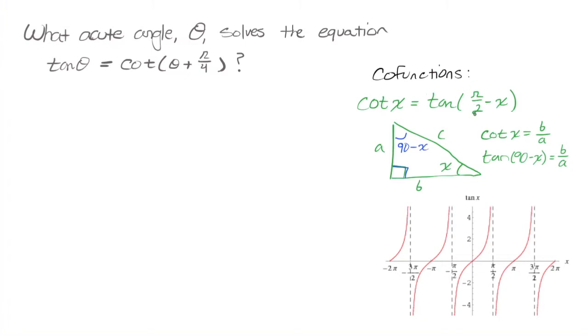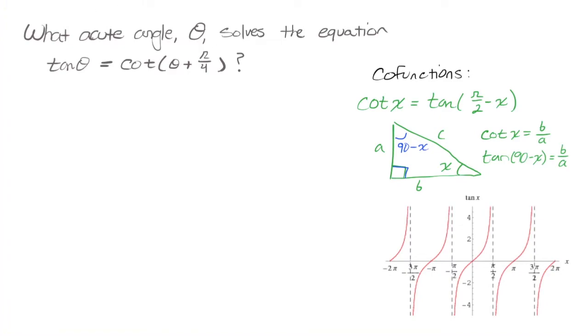This works vice versa. I can swap the position of the pi over 2 minus x and the x if I wanted to. And there are two other sets of trigonometric functions that do this. Sine and cosine do this. Secant and cosecant do that as well. And I encourage you to prove that to yourself.